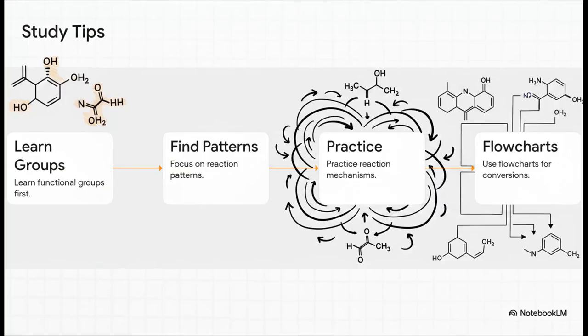Wrapping things up with Section 6, mastering the patterns, a strategy for students. So to the students out there, please stop trying to memorize the whole textbook. Just follow these 4 simple steps instead. 1. Learn your functional groups first. They are the alphabet of organic chemistry, period. 2. Focus entirely on reaction patterns, not blind memorization. 3. Practice the reaction mechanisms so you actually understand why the electrons are moving the way they do. And 4. Use flowcharts for conversions. Literally draw out the maps of how one family turns into another. Study smart and let the underlying structure of the science do the heavy lifting for you.